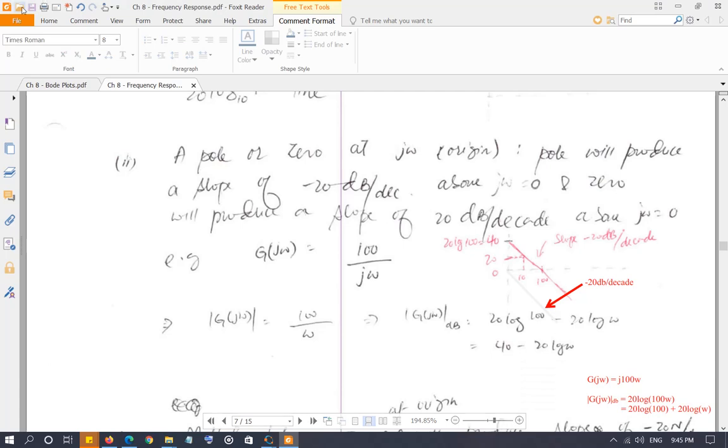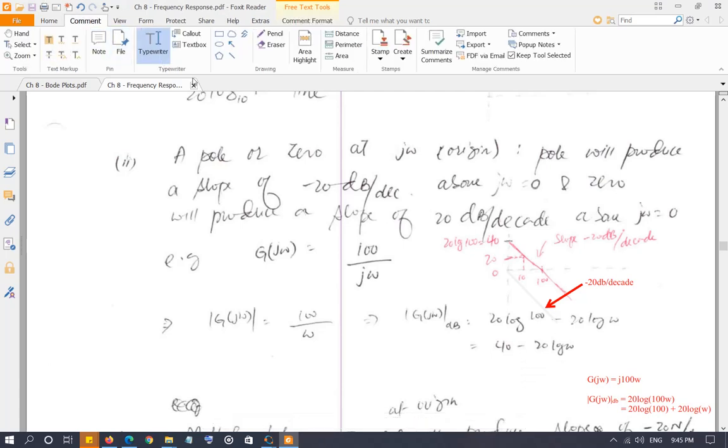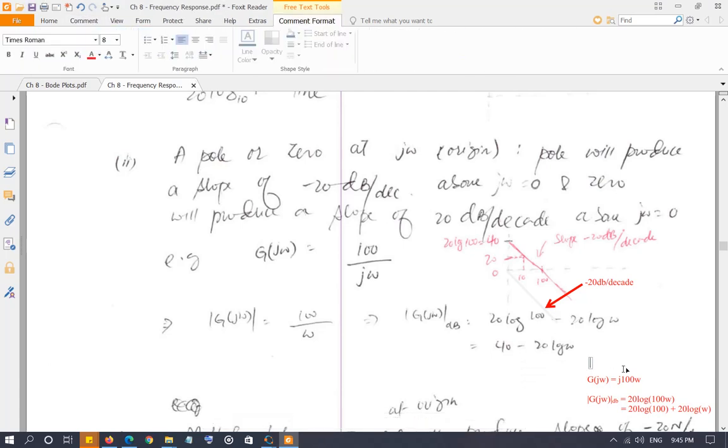Since I'm adding this in the notes, I'm just going to put this down as an example of a 0 instead of a pole, example of 0.